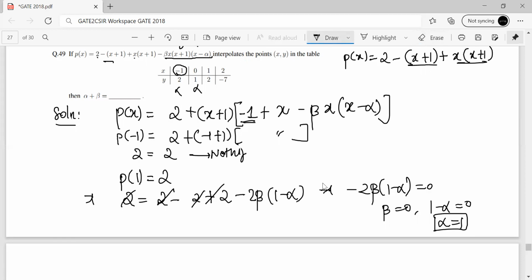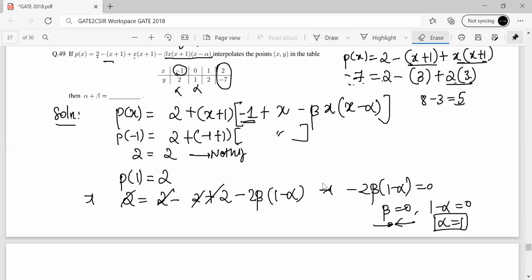So if I put 2, am I getting it? Minus 7 equal to 2 minus, and here x is 2. So 2 plus 2, 2 plus 1 is 3, plus 2 into 2 plus 1 which is 3. So 3 into 2 is 6, plus 2 is 8. 8 minus 3 equals 5. And here I have minus 7. So that's why beta cannot be 0. This is not possible because this is not interpolating. So beta can't be 0.